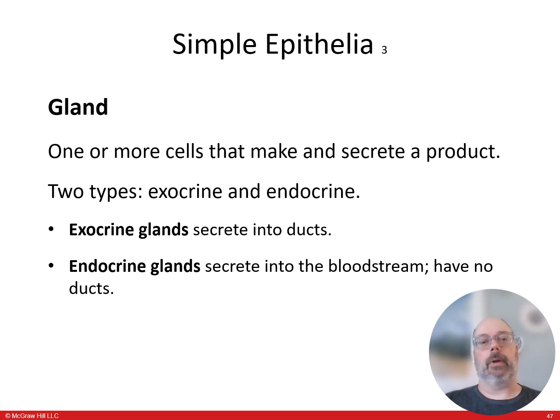All right, so in our body we have glands. These are one or more cells that secrete a product. Two types, exocrine and endocrine. Exocrines secrete into the ducts, and endocrine glands secrete into the bloodstream. Things that have no ducts.